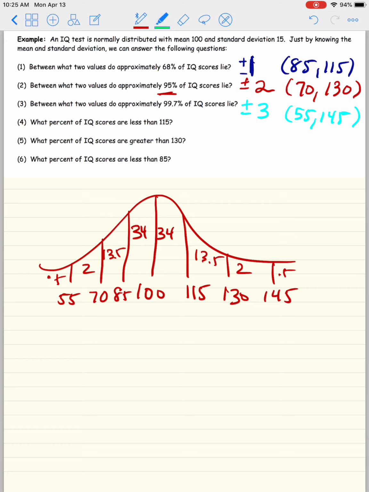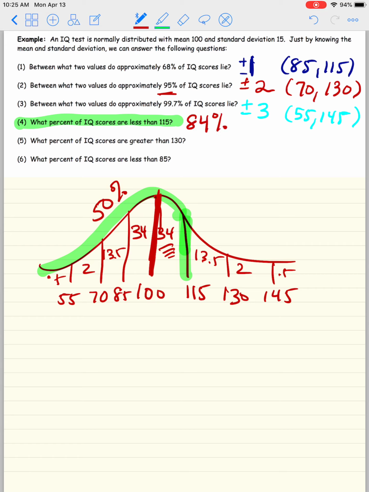2.5 and 0.5. So this question says what percent of IQs are less than 115? 115 is right here, and we want less than it. Don't we know that this is 50%, right, guys? Everybody, this is 50%, because it's halfway. Plus 34%, so that's going to be 84%.